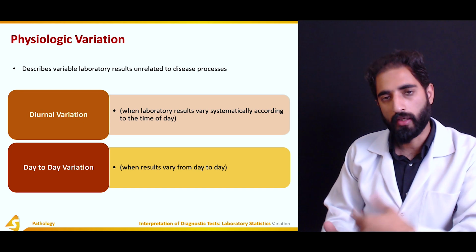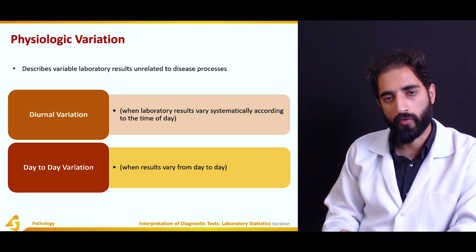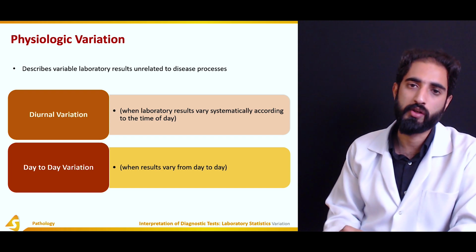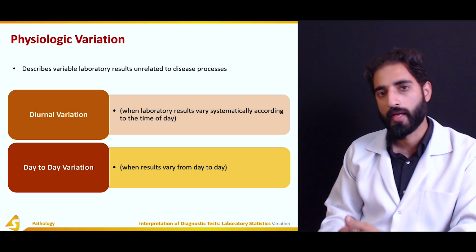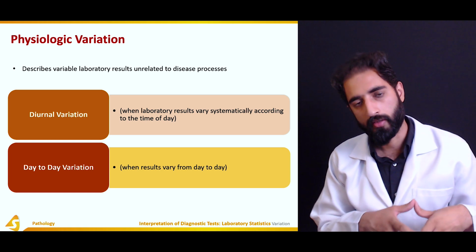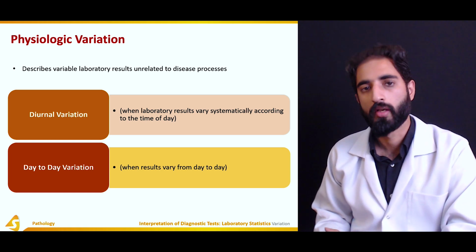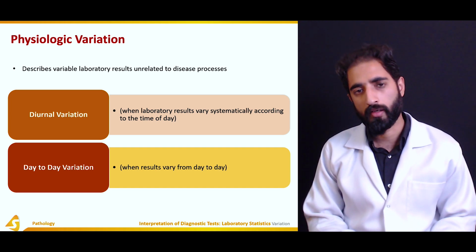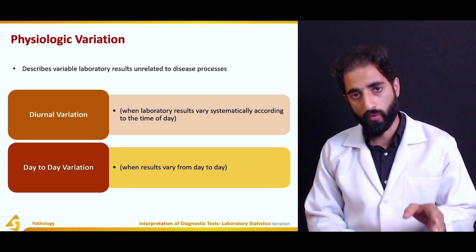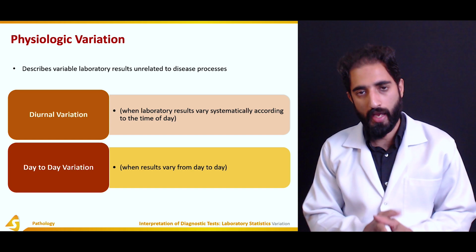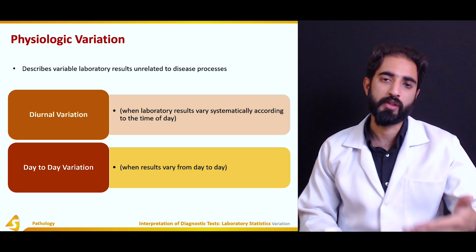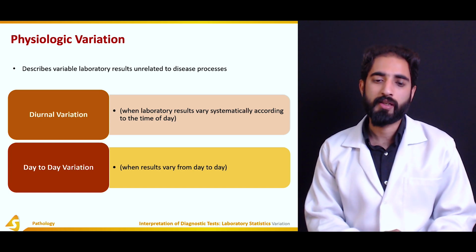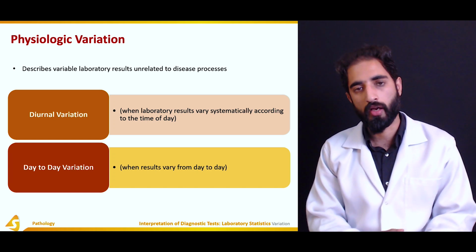Let's take the example of the blood glucose that we're already talking about. For example, if an anabolic hormone is released depending on the diurnal rhythm of that individual, that anabolic hormone would actually move the glucose from the blood to the tissues where it is to be consumed. That would result in a change in the blood glucose levels of an individual, even though there was no difference in the fact that the blood glucose levels were taken at the fasting state. So when laboratory results vary systematically according to the time of the day, that is a diurnal variation.